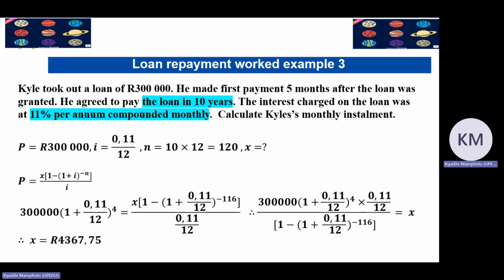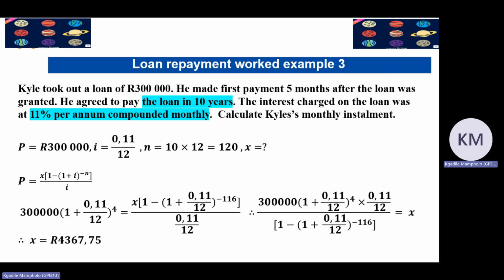Let's collect the data. P will be 300,000, and then I will be 0.11 over 12. Then N will be 10 times 12 equals 120. Then this will be equals, then X will be unknown. Now, here is 5, this is done in 10 years, then 10 times 12 is 120.